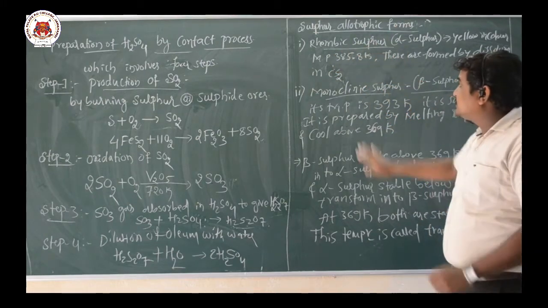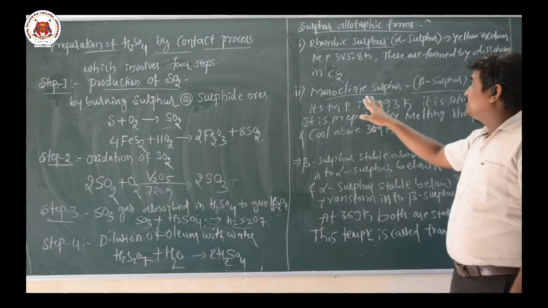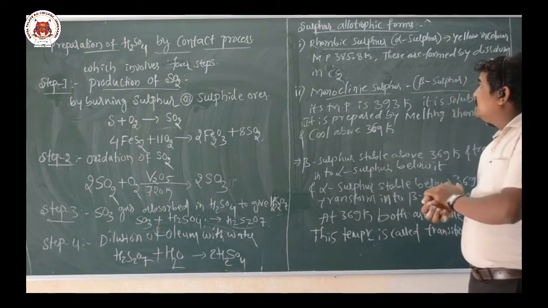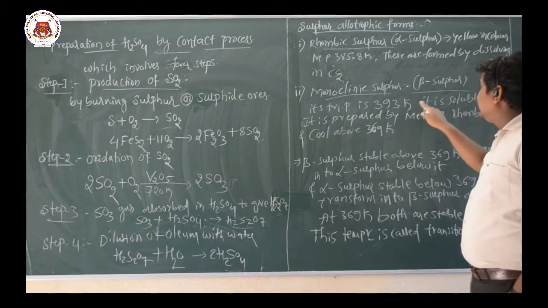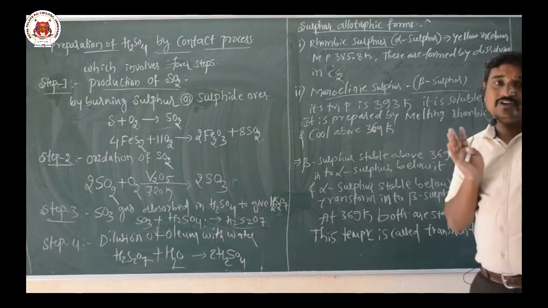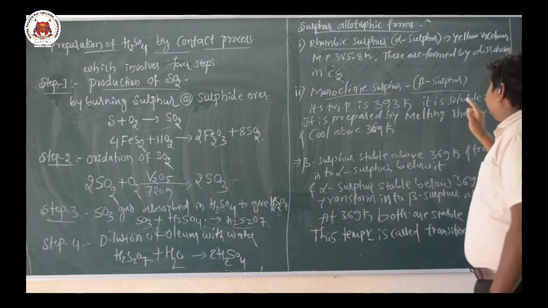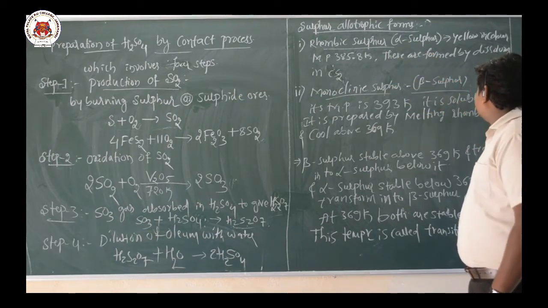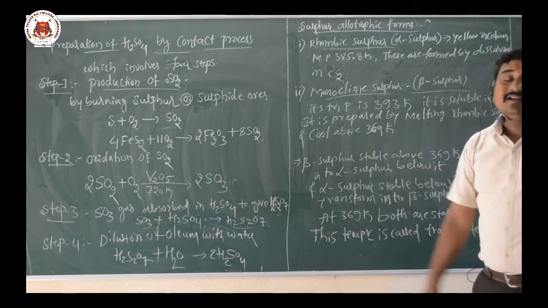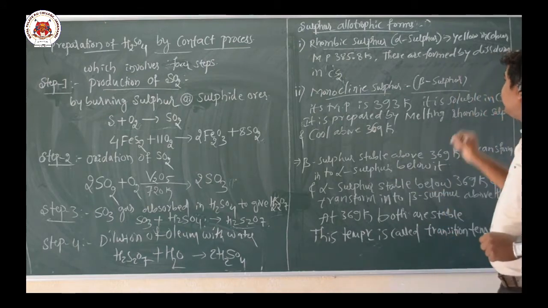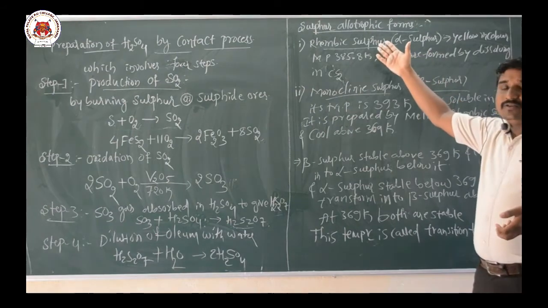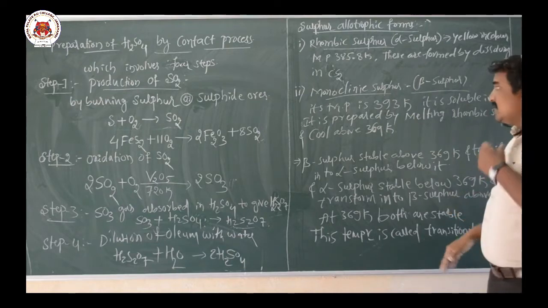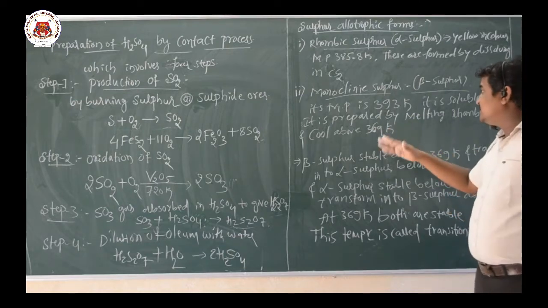The next allotropic form of sulfur is monoclinic sulfur, also called beta sulfur, and its melting point is 393 Kelvin. It is also soluble in carbon disulfide, because both alpha sulfur and beta sulfur are soluble in carbon disulfide. This is a good solvent, a universal solvent. It is prepared by melting the sulfur only. After melting of rhombic sulfur, we get monoclinic sulfur, that is beta sulfur, which is cooled above 369 Kelvin.